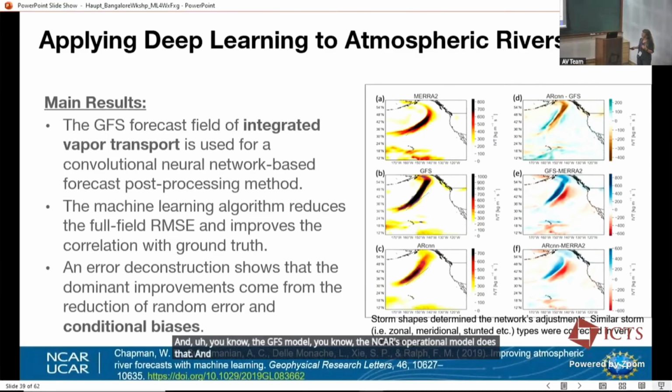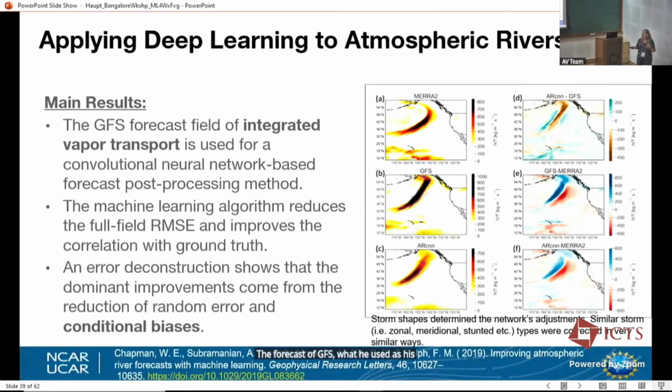And his question was, can we use machine learning to correct the forecast of GFS? What he used as his truth data was the MERRA-2 analysis. Somebody else mentioned that. It's NASA's reanalysis. So here we'll see the original forecast from MERRA-2, what we're seeing as truth, GFS, and then his atmospheric river CNN.